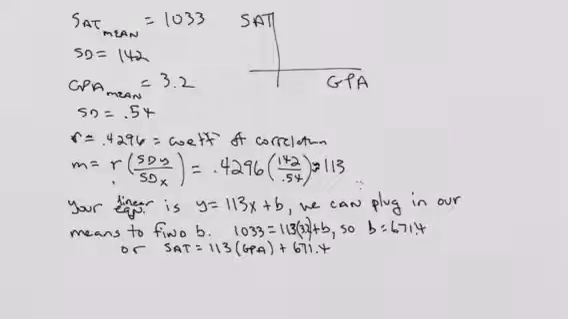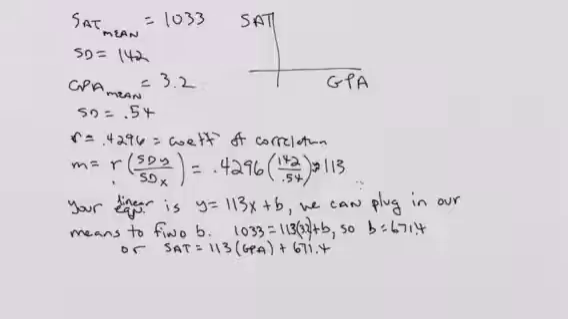Our linear equation is looking like y equals 113x, that's our slope, plus b, which we don't know yet. And we can plug in our means, which we can use as a data point. Y equals 1033, x equals 3.2. We let y equal 1033. This is our slope, 113, we've already talked about. X is 3.2. We plug all that in and we can solve for b. If you put that in your calculator, you'll find that b equals 671.4.